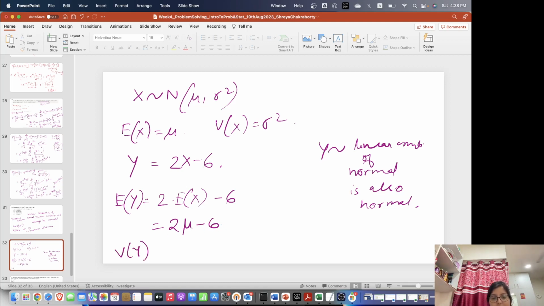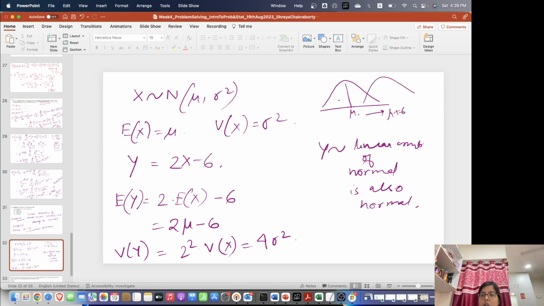But for variance of Y, we'll have whatever the X coefficient was, that squared into variance of X, so it will be 4 sigma square. Variance is indifferent to shift. So if we have X plus 6, because variance is essentially capturing the spread of a distribution, it doesn't matter if the distribution is centered around mu and we are shifting it to mu plus 6, and the same distribution is shifted. What variance is measuring is this spread.